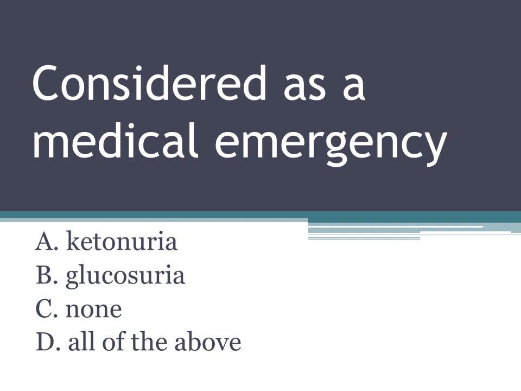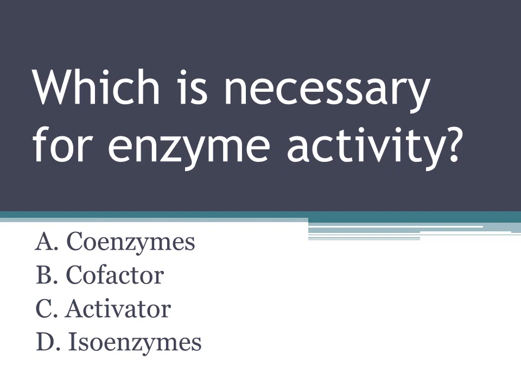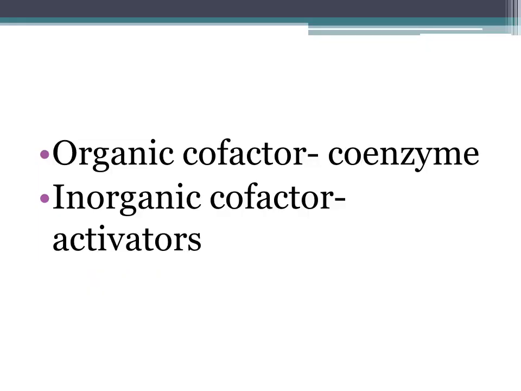Next, which is necessary for enzyme activity? A. Coenzyme, B. Cofactor, C. Activator, D. Isoenzyme. The correct answer is letter B, cofactor. So, organic cofactor, that is your coenzyme. Ang inorganic cofactor naman, sila yung activators. Tandaan, organic, may O. Ang coenzyme may O. Activator naman, ang inorganic, nagsisimula sa letter I. So, activator, inorganic. Organic, may O sa coenzyme.